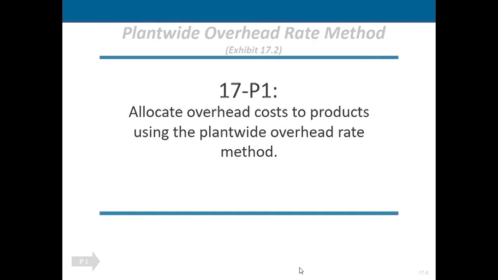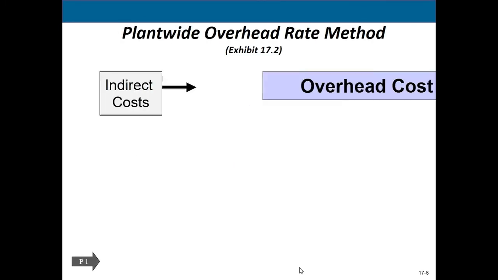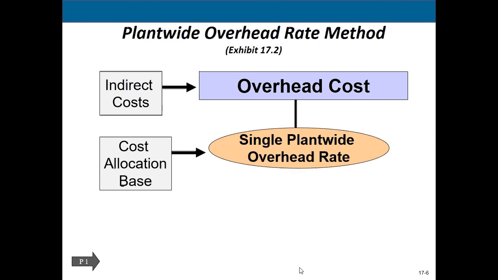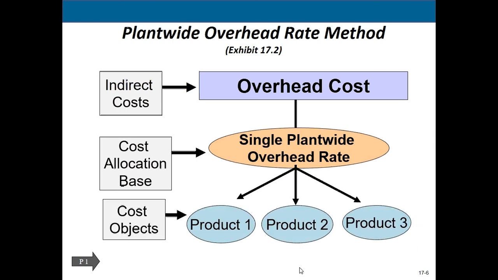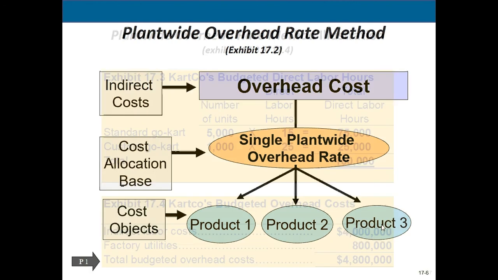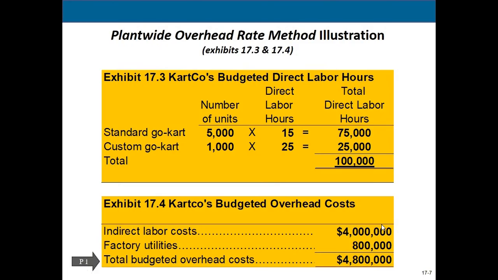So let's just take a look at the plant-wide rate. This is a refresher. This is what we've already done. So all indirect costs go into overhead. We come up with one single plant-wide predetermined overhead rate, and then we assign it out to our products based on an activity driver. For all of the examples in this chapter, we're going to use the exact same set of data. So we're going to be talking about CartCo.